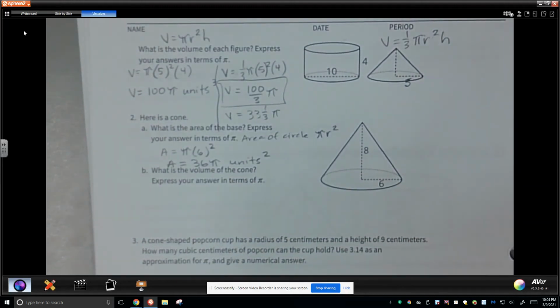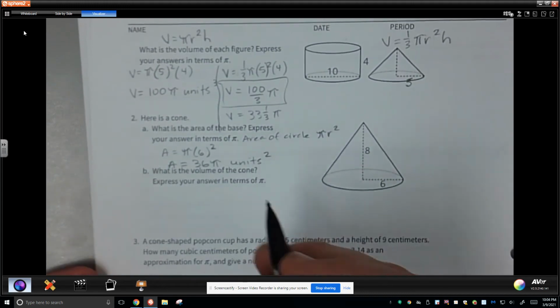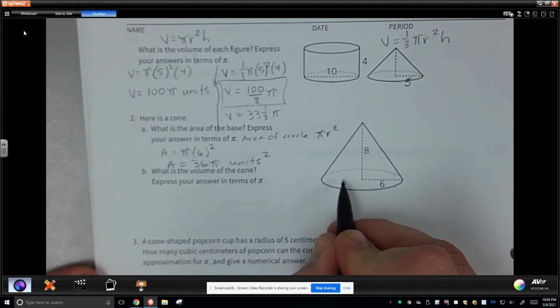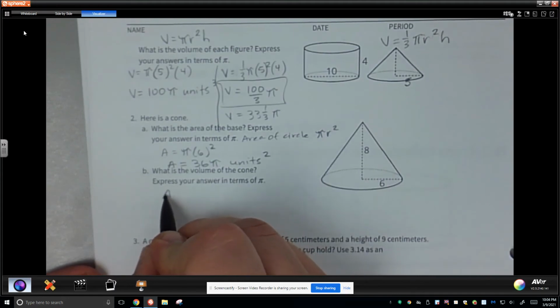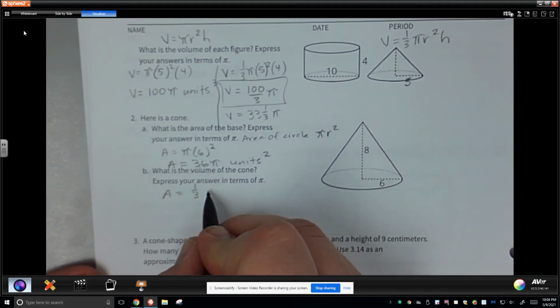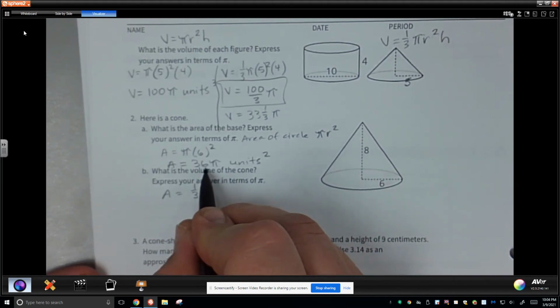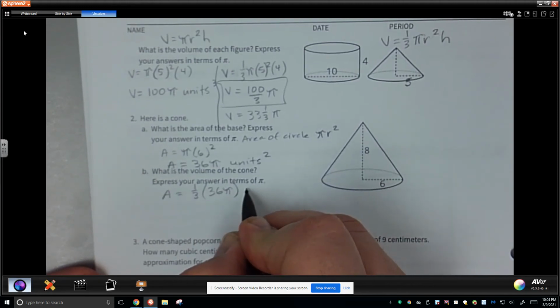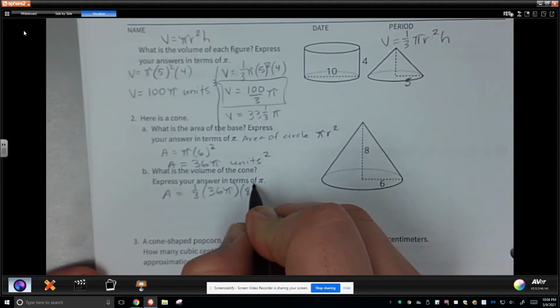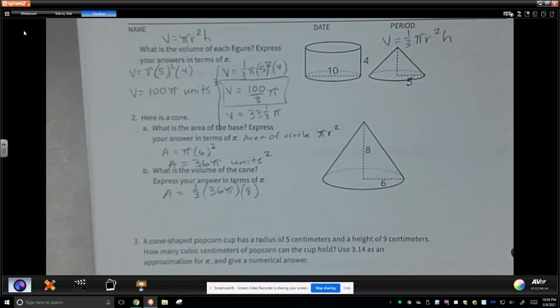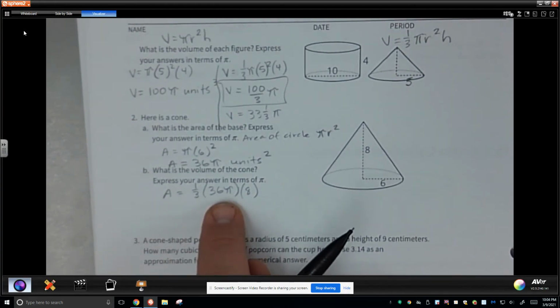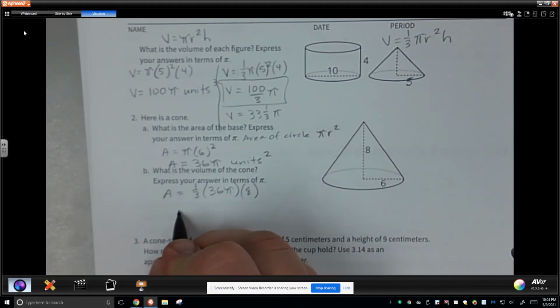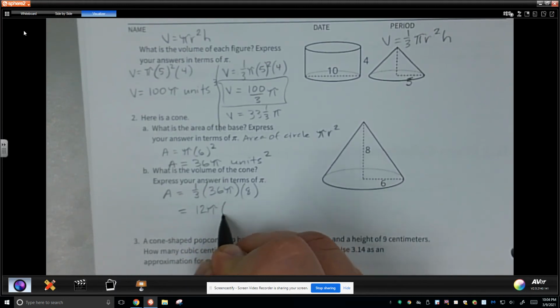What is the volume of the cone? Express your answer in terms of pi. As I take this value, I take the volume, I know the base, capital B, big base, so my area is going to be 1/3 of that base, pi r squared, which we've already found right here, 1/3 of 36 times pi. And now I need to also multiply by the height of 8. So if I work through this, I take 1/3 of the base area of the base times the height. That's going to be 1/3 of 36 is 12 times pi. And 12 times 8 is 96.